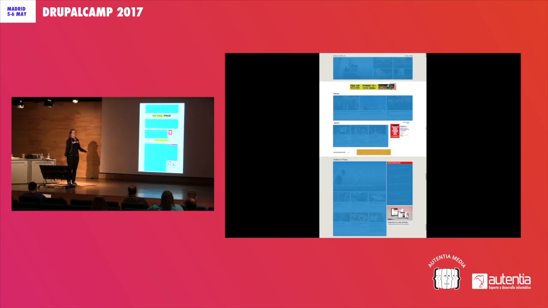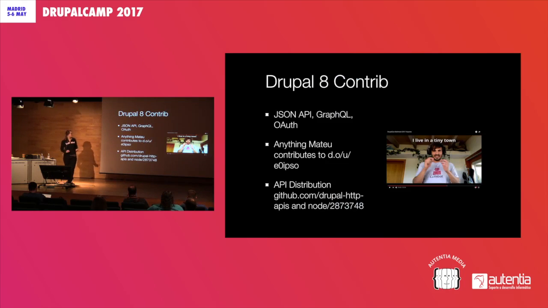So what do we do now? We actually have lots of things to help us. If we look in Contrib, we have several modules. The most feature-complete one now is JSON API, which is written by Matteo, who's from around here, I hear. Apparently he lives in a tiny town.